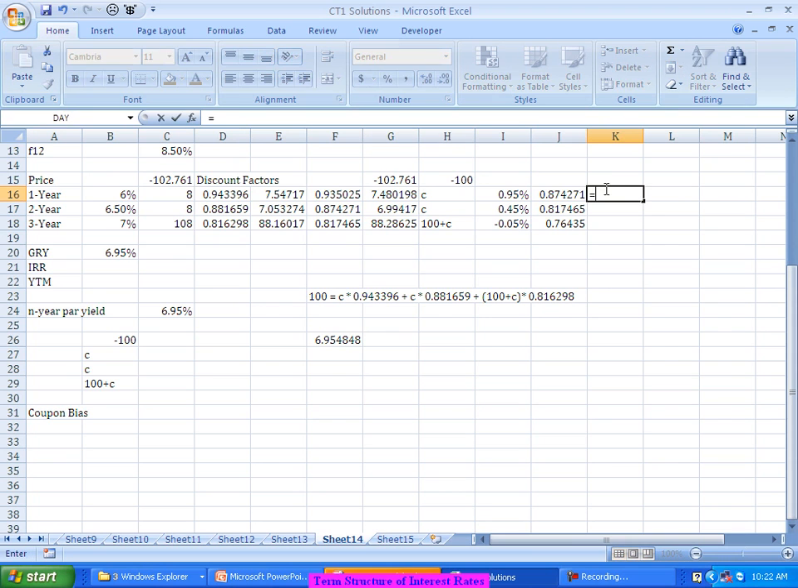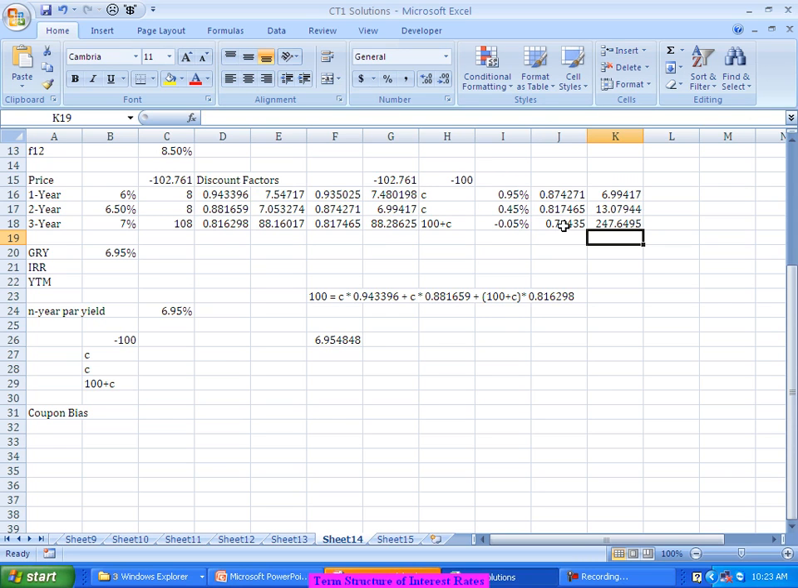So I will do this as 1 times the first cash flow into the first discounting factor. Then 2 times the second cash flow into the second discounting factor. Then we are talking about 3 times the third cash flow into the third discounting factor. So the change whatever we are talking about is something like this.